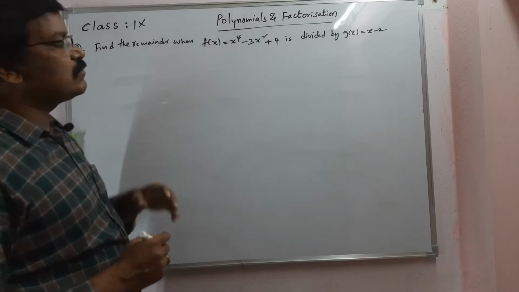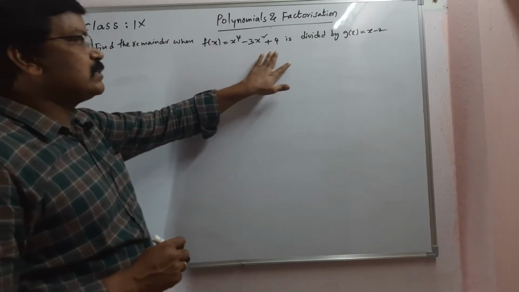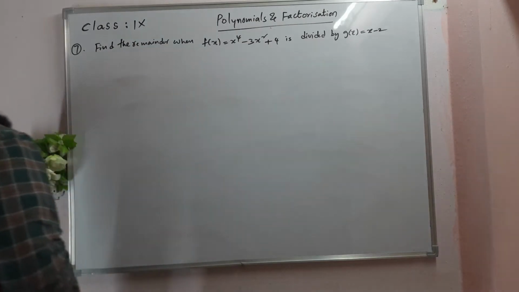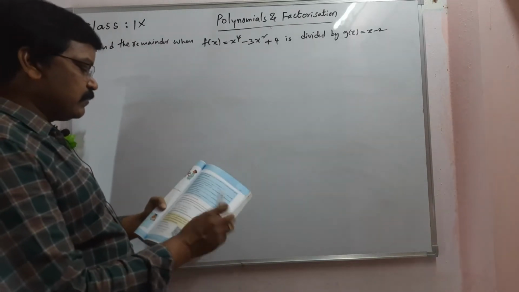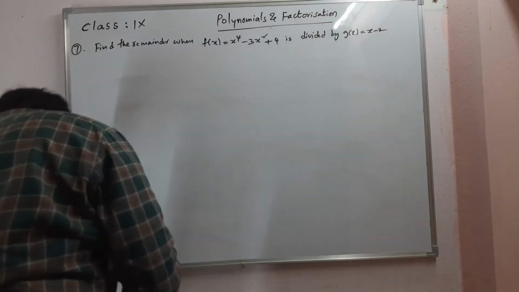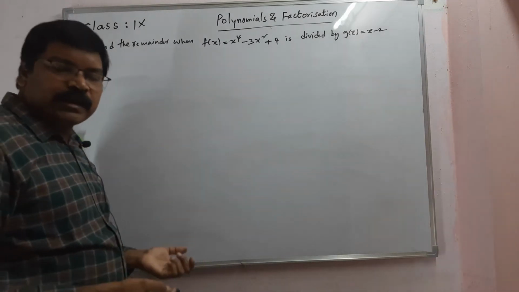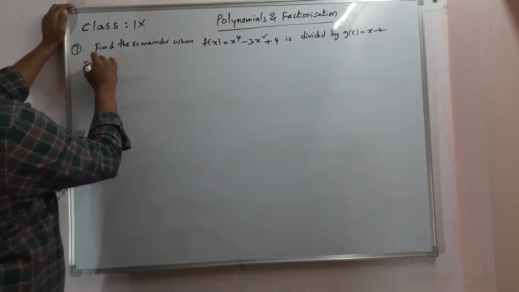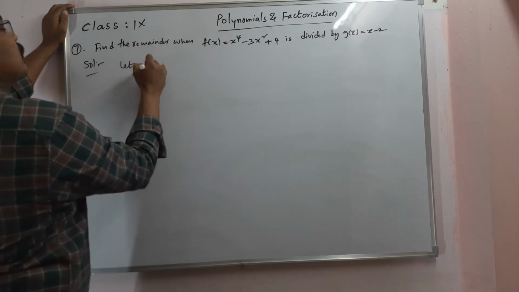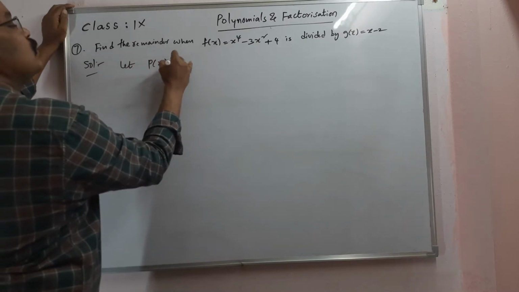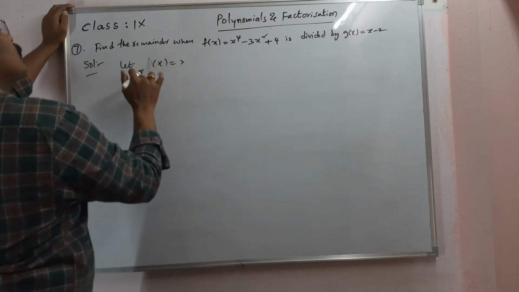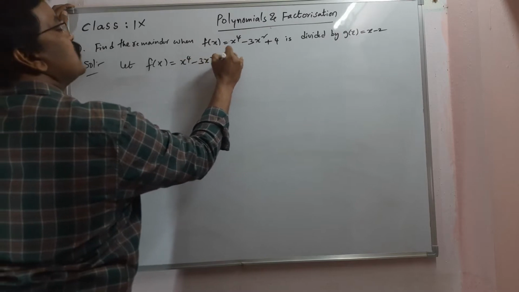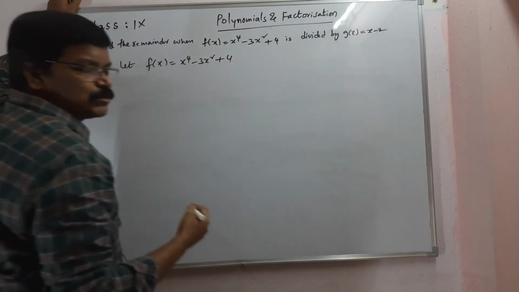Seventh question. Find the remainder when f of x is equal to x power 4 minus 3x square plus 4 is divided by g of x, x minus 2. And we have to verify the result by actual division also. Finding the remainder according to the remainder theorem is very simple, no? So first, let the given polynomial f of x be equal to x to the power of 4 minus 3x square plus 4. This is divided by x minus 2, g of x.